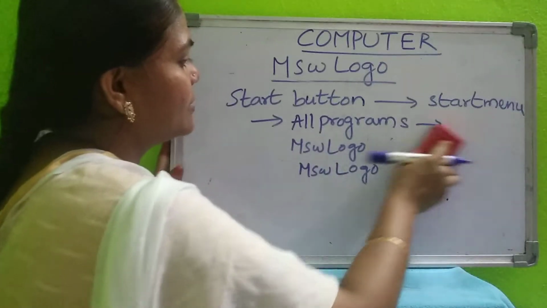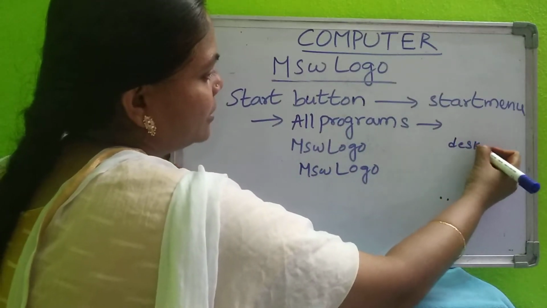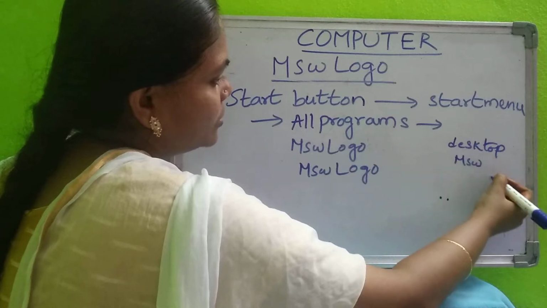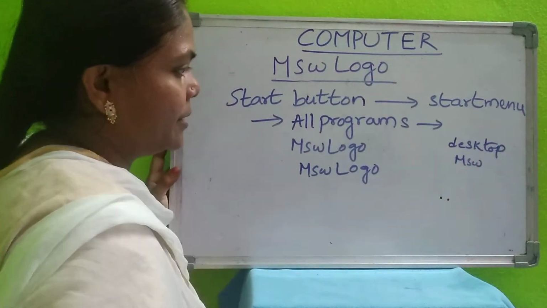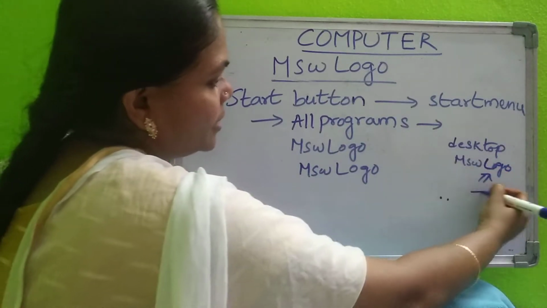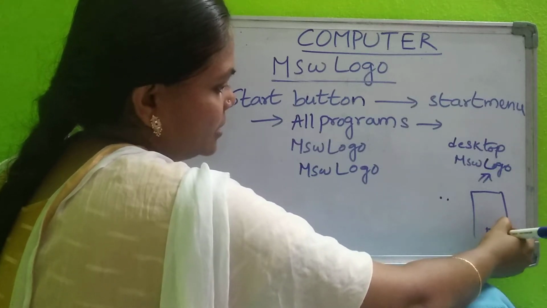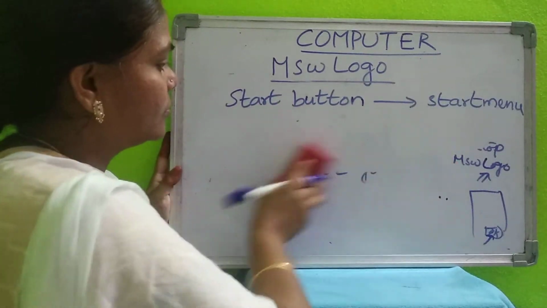If you have saved it on the desktop directly, you can open it. You have to open MSW logo, where some arrow box symbol will be there. You can open it directly. Some message box will be displayed. You have an OK button. Just click on that OK button and the logo will be opened.